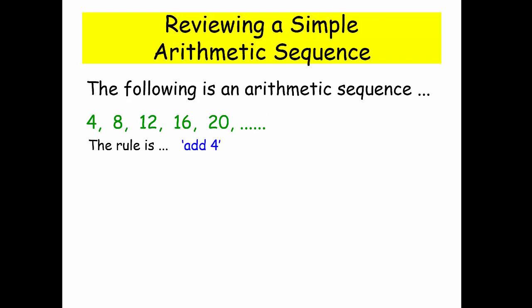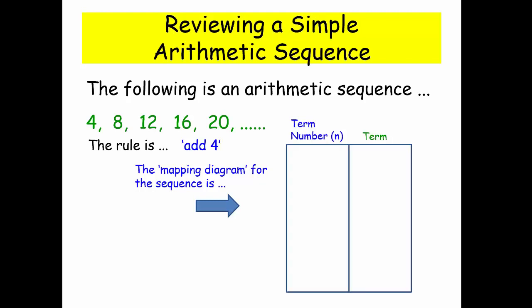What we're going to do now is try and draw up the mapping diagram for the sequence. And to do that we need to draw up a little table. In the first column of the table we're going to put down the term number, what we'll call n. And then we're going to put down the term value, what its actual number is, in this case 4, 8, 12, like this. Term number 1 is a value 4. Term number 2 has a value 8. Term number 3 has got a value 12. Term number 4 has got a value 16.